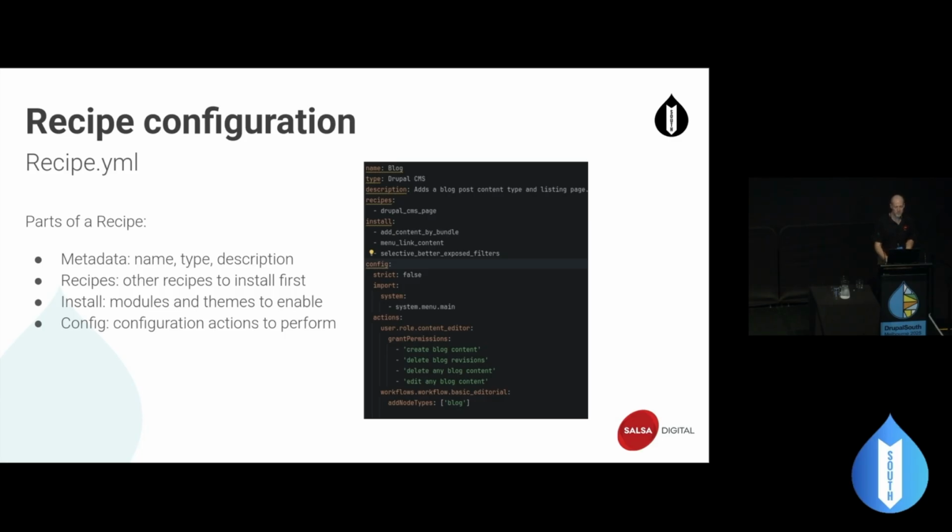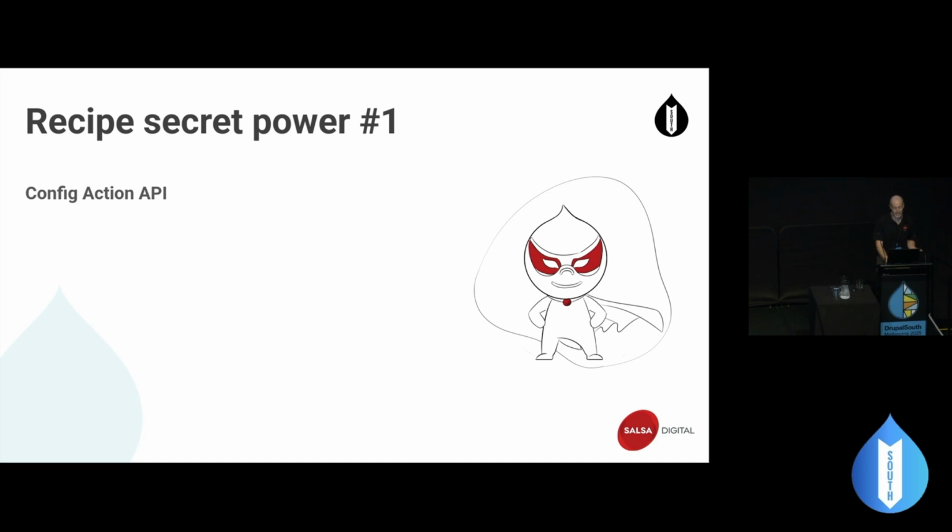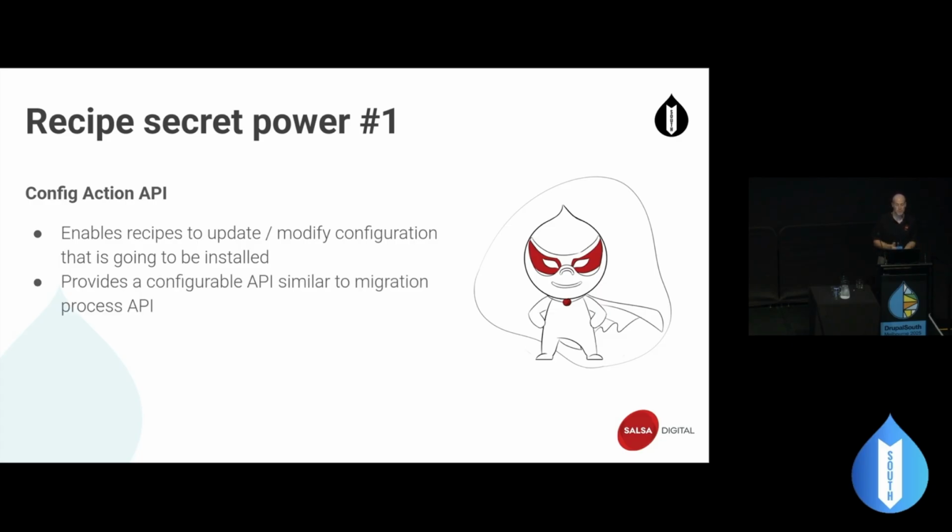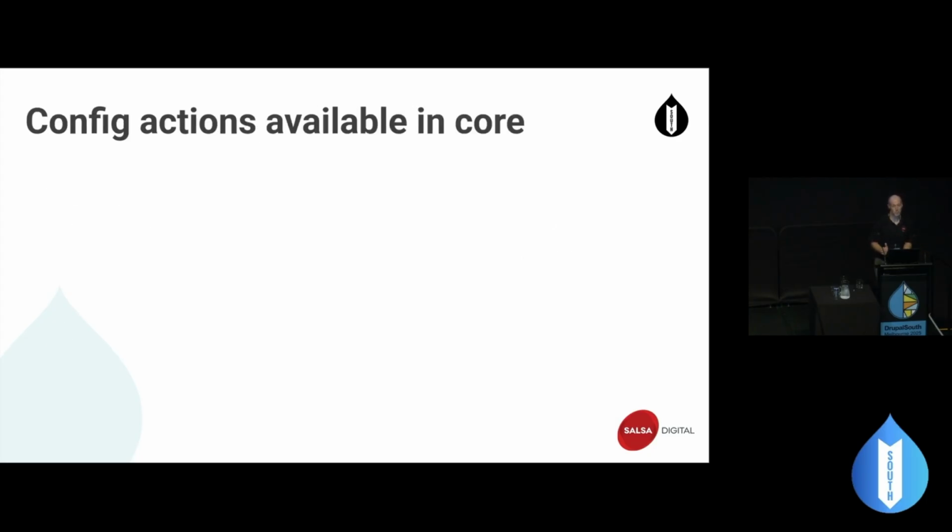I sort of just alluded to it, but there's a couple of secret powers that recipes have that lie beneath this, which add, I guess, the flexibility of recipes. Number one, it's been bundled with a config action API. Now, this is an API that enables recipes to update and modify a configuration that is going to be installed. It provides a configurable API, and my amateur opinion is it's similar to the migration process API in that you plug in different plugins and you change things as you add them in. It allows powerful modifications through YAML, and it's well supported in core.